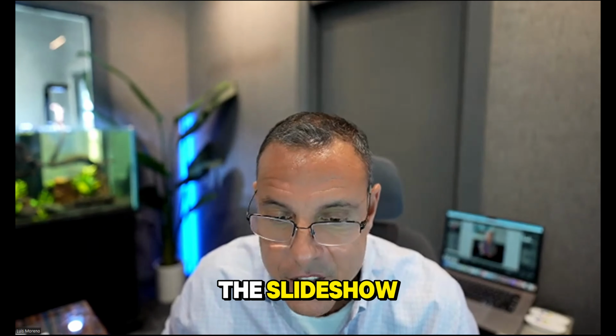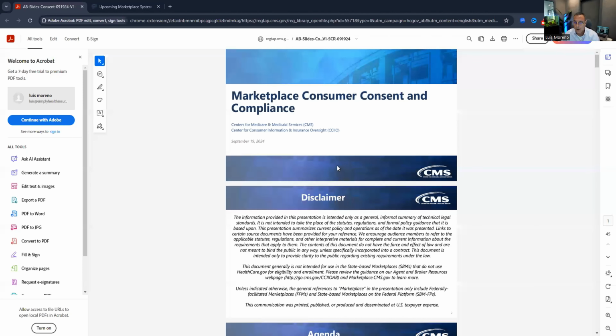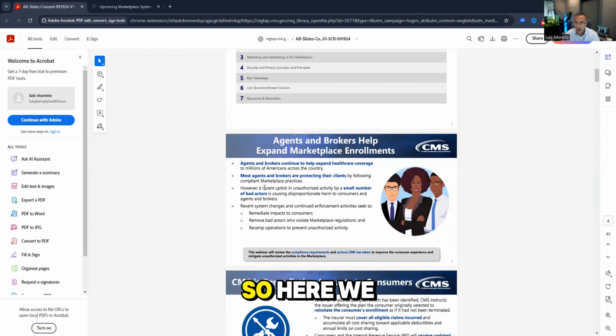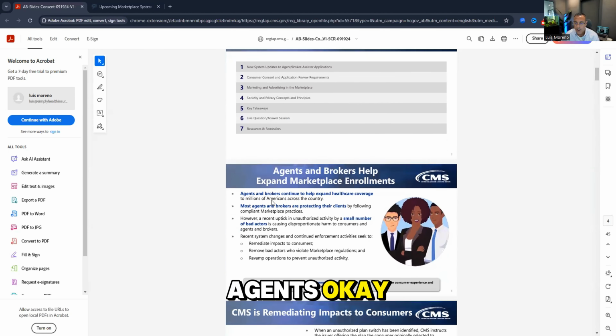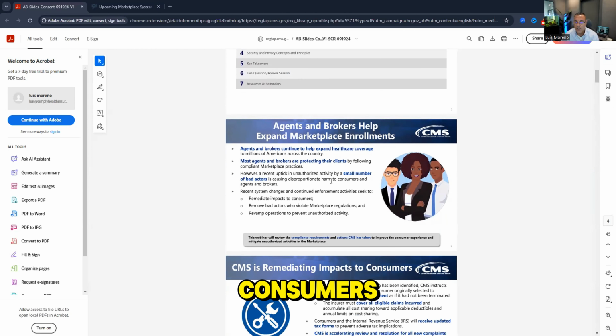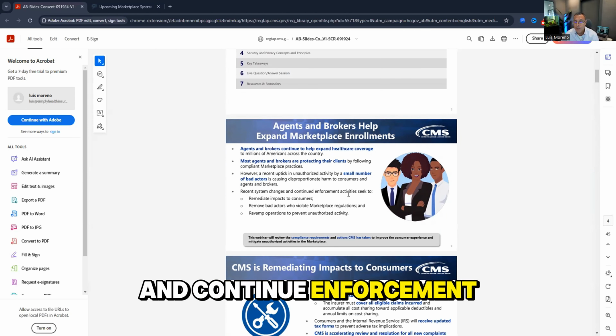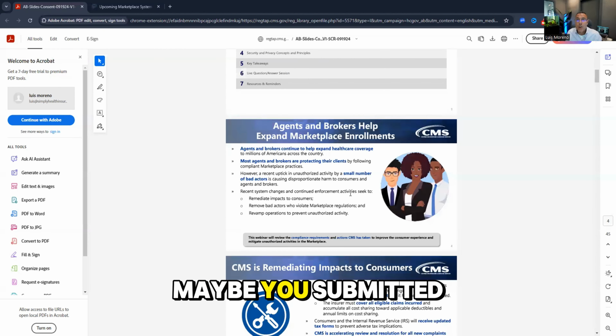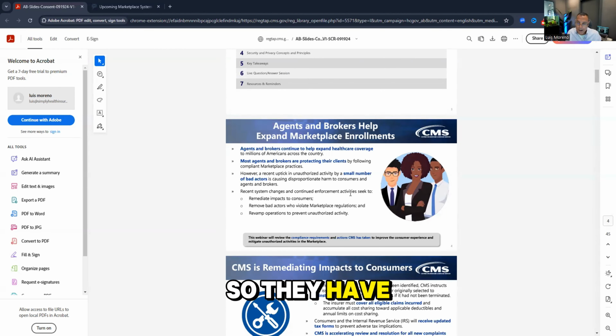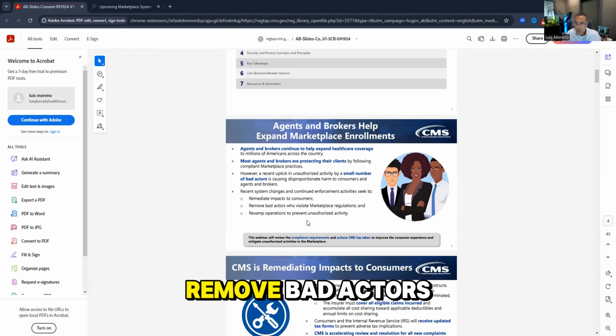Let's continue. Let's go to the slideshow where they get into more details. All right. So let's take a look at this thing. So here we go. Agents and brokers continue to expand. This is all good news, but look, however, a recent uptick in unauthorized activity by a small number of bad actors, the frickin' rat agents, is causing disproportionate harm to consumers. Recent system changes and continued enforcement activities include, number one, remediate impacts to consumers. In other words, maybe you submitted it and they didn't want to give it to you. So they have to submit it. So hopefully they can fix this. Remove bad actors who violate these regs. Please remove them. Suspend them. Don't give them the ability.